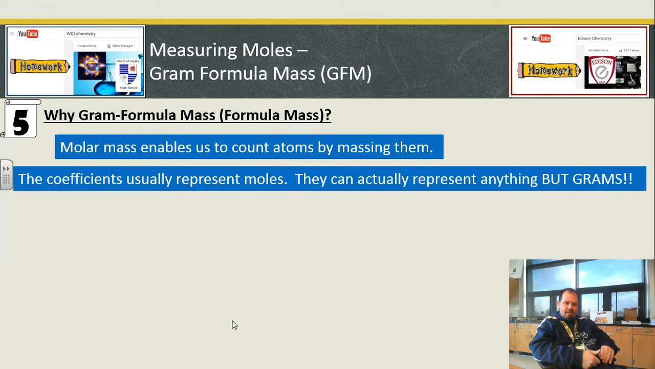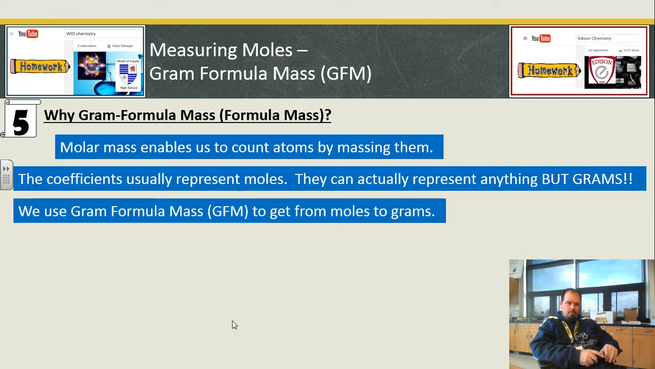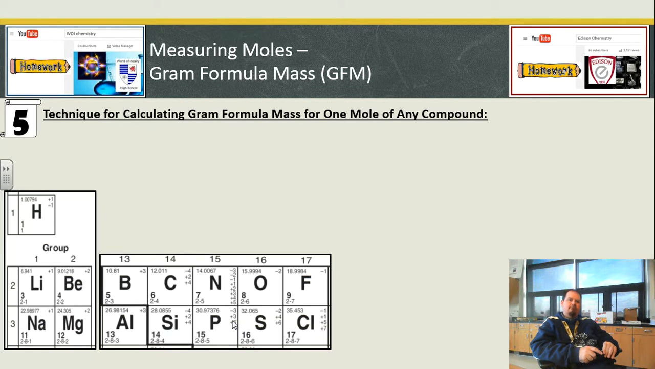The coefficients, like I said, usually represent moles. They can actually represent anything you want, but grams can never be grams, not the coefficients. And I've said that now on 3 of the 5 videos, so I think you're getting the point that coefficients cannot be grams. It can basically be anything else. We use gram formula mass to get from moles to grams. Okay? So let's figure out how to do that.